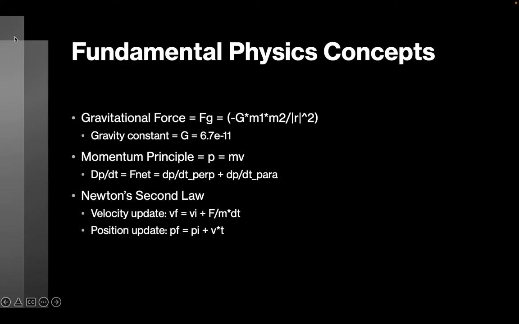Our momentum principle states that our momentum is equal to mass times velocity. The derivative of momentum with respect to time is our F net, and our perpendicular and parallel momentum with respect to time is equal to our F net. So Newton's second law gives us our velocity and position update formula, which you can see here.